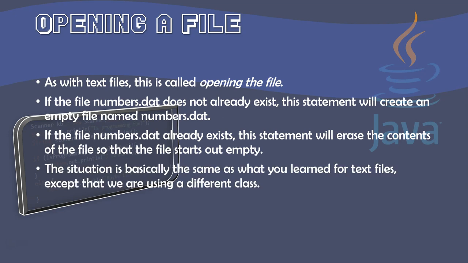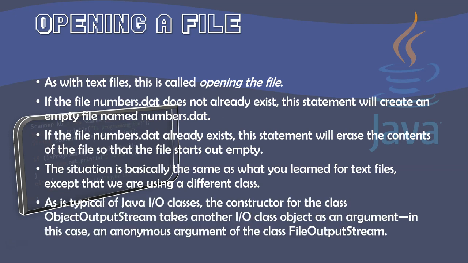This situation, as you figured out, is exactly the same as what we dealt with when we approached text files, except, as we mentioned, we're using a different class. And as is typical of Java I/O classes, the constructor for the class ObjectOutputStream takes another I/O class as its argument, in this case, an anonymous argument of the class FileOutputStream.